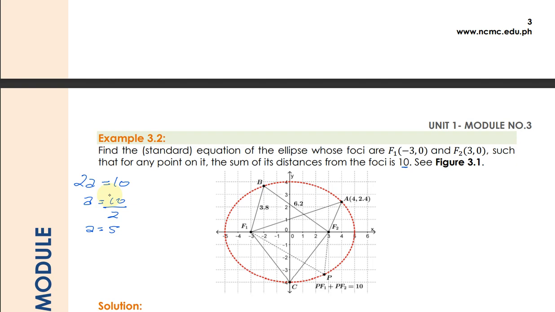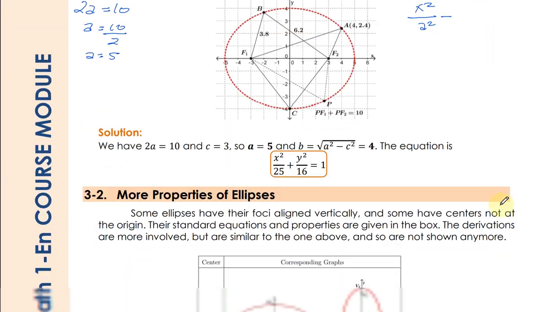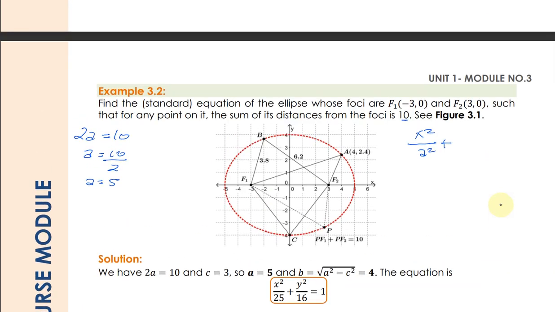Next, we are looking for the standard equation. The standard equation of the ellipse is x squared over a squared plus y squared over b squared is equal to 1. What are the unknowns here? The unknowns are a squared and b squared. Since 2a is equal to 10, we divide both sides by 2, leaving a. So 10 divided by 2 is 5, so a is equal to 5. What we need to find now is b.